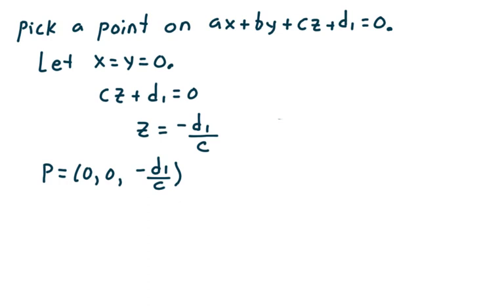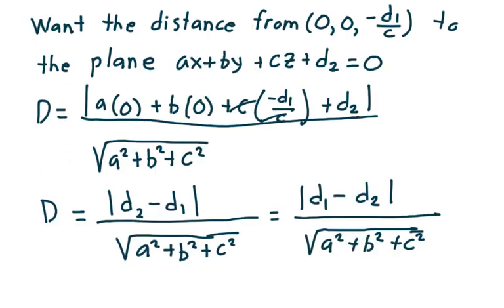So we're going to pick a point on the plane AX plus BY plus CZ plus D sub 1 equals 0. And so I'm going to let X equal Y equal 0. So when I solve for Z, I get negative D sub 1 divided by C. So the point I pick is (0, 0, negative D sub 1 over C). And we translate this problem to finding the distance from (0, 0, negative D sub 1 over C) to the plane AX plus BY plus CZ plus D sub 2 equals 0.